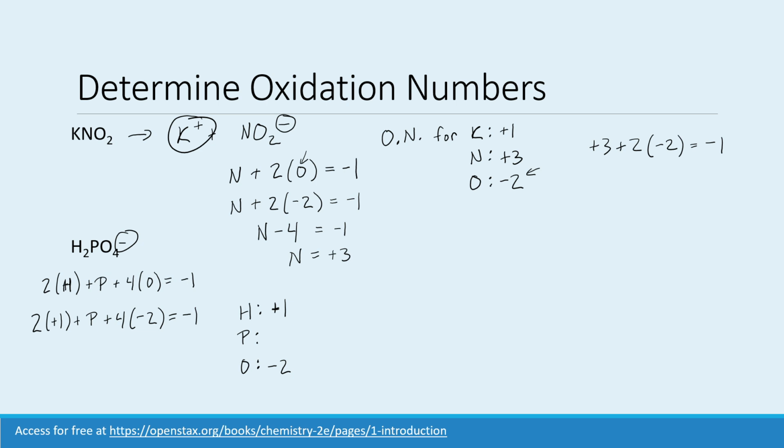And we can solve this. We get 2 plus phosphorus minus 8 equals -1, and so we'll find that phosphorus is a +5 charge. Okay, and again, you could plug that back into the original equation and just make sure that that comes out to be -1.